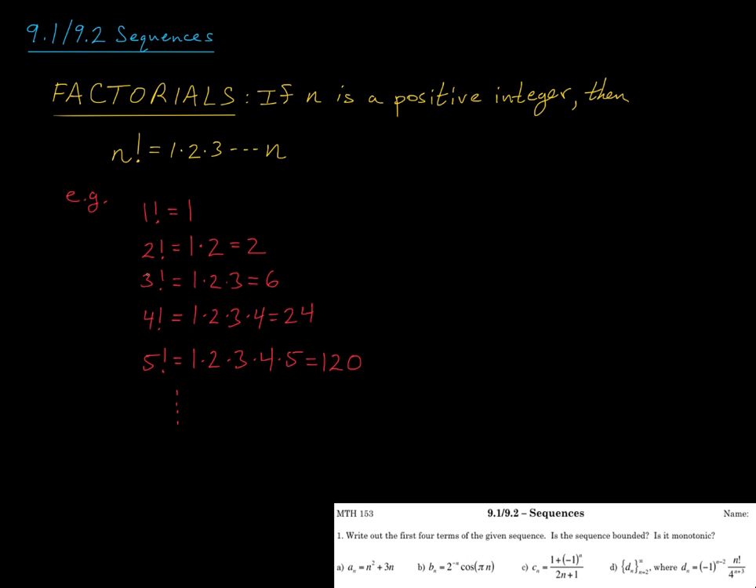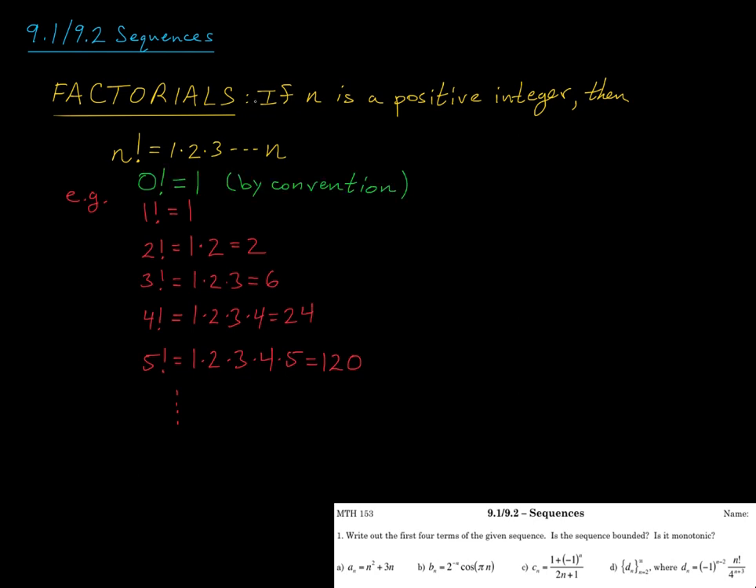First couple, if we have 1 factorial, so n is 1 there, I just would get 1 for the resulting value. 2 factorial would be 1 times 2, which is 2. 3 factorial, 1 times 2 times 3, is 6. And so on and so forth, right? 4 factorial is 24. 5 factorial is 120. And so on. Now, what about 0 factorial?